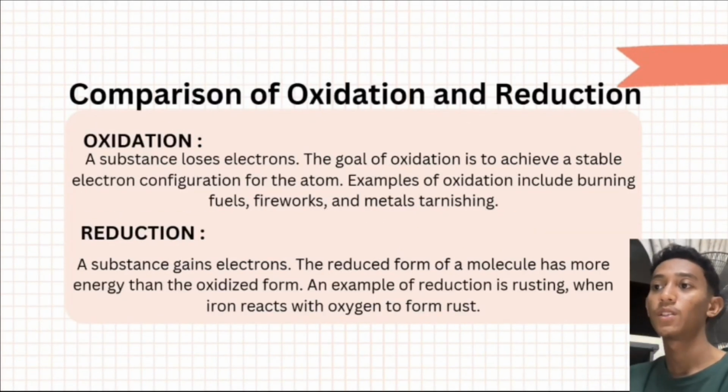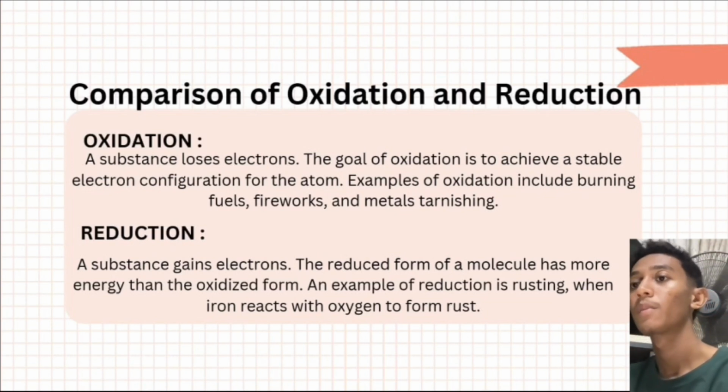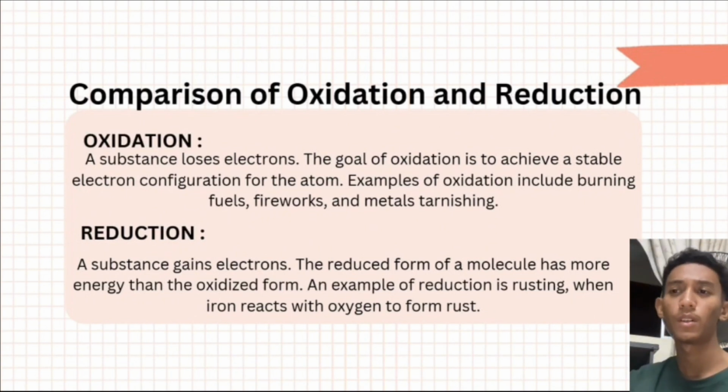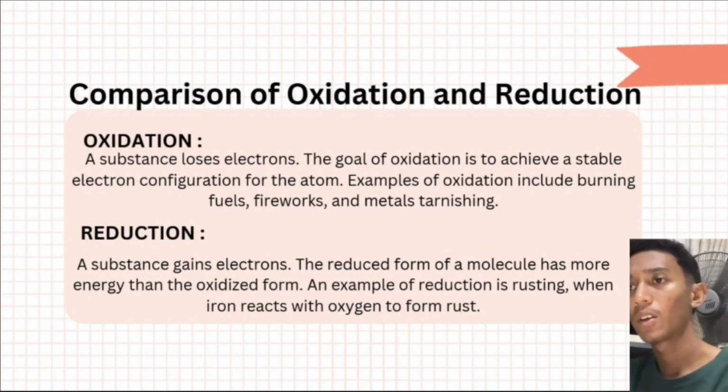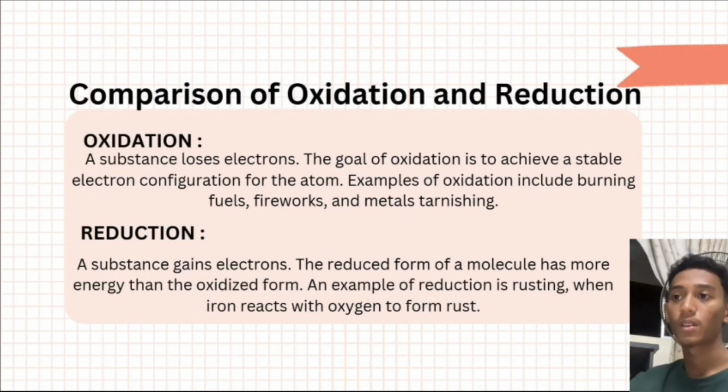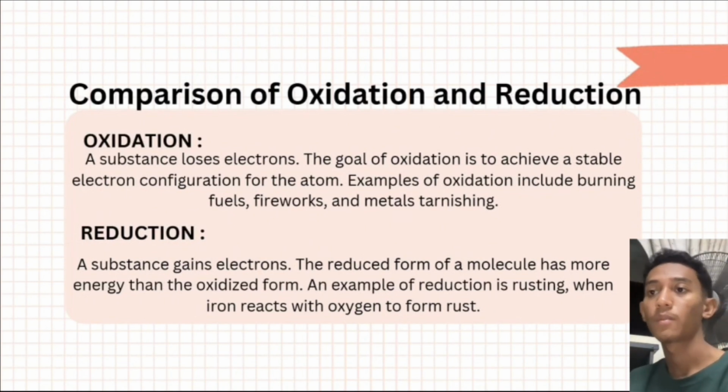Comparison of oxidation and reduction. In oxidation, a substance loses electrons. The goal of oxidation is to achieve a stable electron configuration for the atom. Examples of oxidation include burning fuels, fireworks, and metal tarnishing.